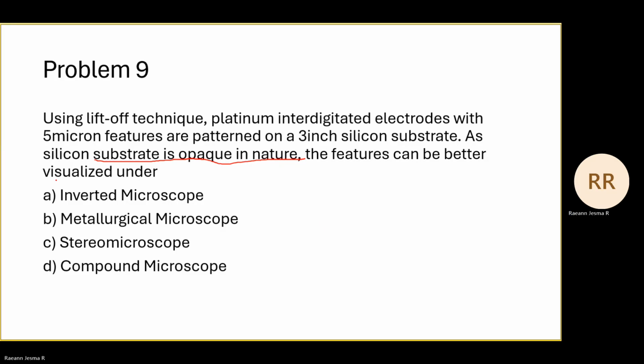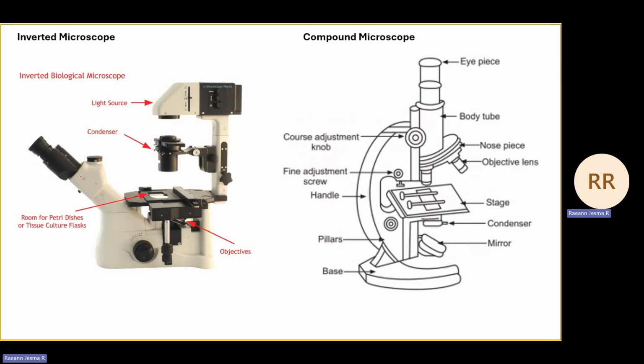Okay, so now let us look at each of the options one by one. The first option is what? Inverted microscope. This is how an inverted microscope looks. An inverted microscope is very popularly used for live cell imaging. We have a cell culture vessel which we place here, and then we see the images from the bottom of the vessel.